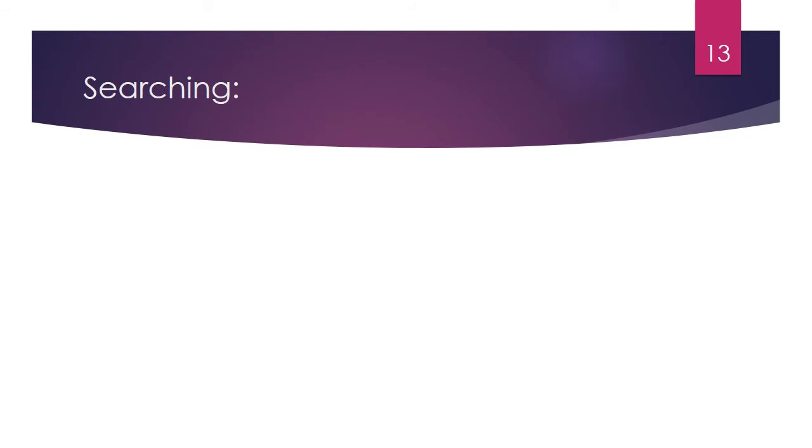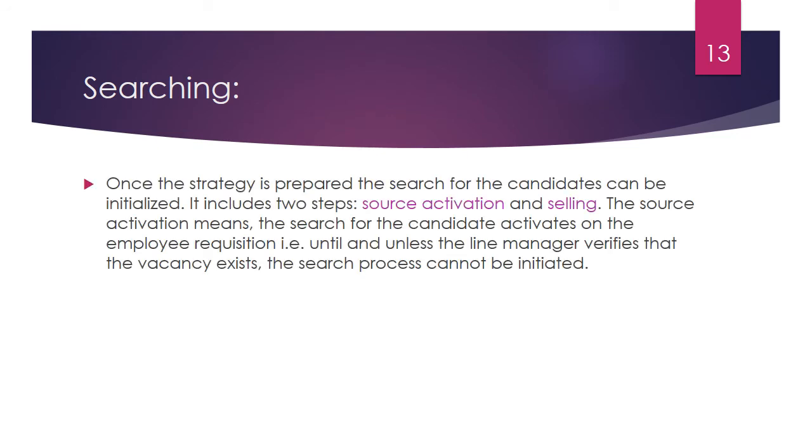Searching. Third step. Once the strategy is prepared, the search for the candidates can be initialized. It includes 2 steps: source activation and selling. The source activation means the search for the candidate activates on the employee requisition, that is, until and unless the line manager verifies that the vacancy exists, the search process cannot be initiated.